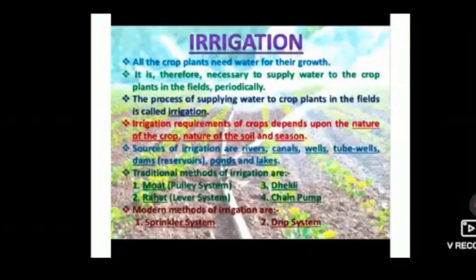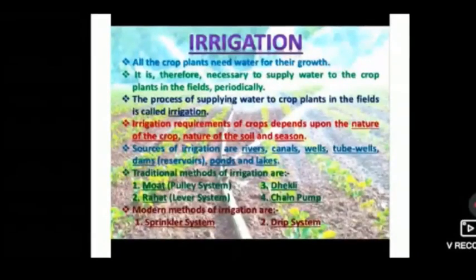There are basically two methods of irrigation. The first one is your traditional method and the second one is your modern method. In the traditional method, irrigations are moth and the second one is rahat. Third one is dhekli and the fourth one is chain pump. In the modern method, irrigations are sprinkler system and drip system.